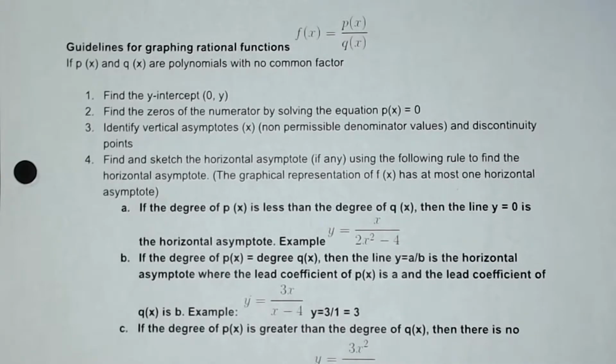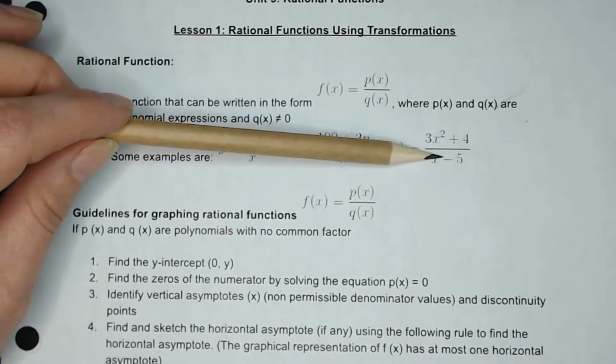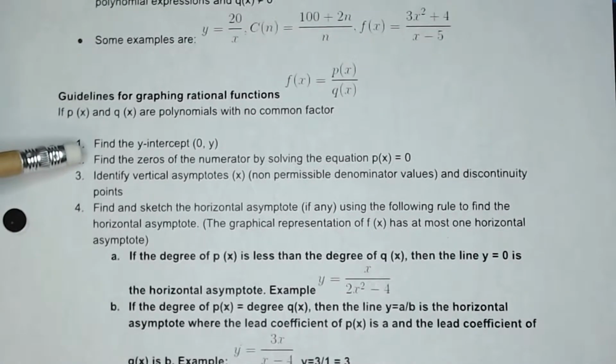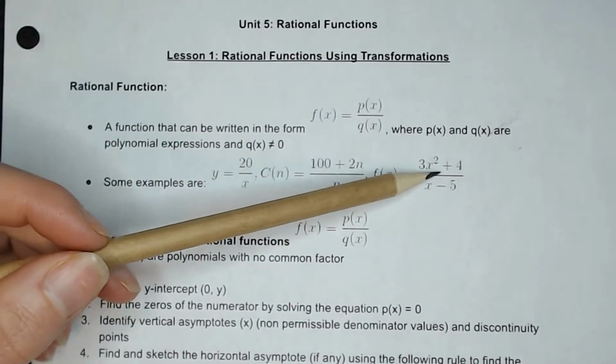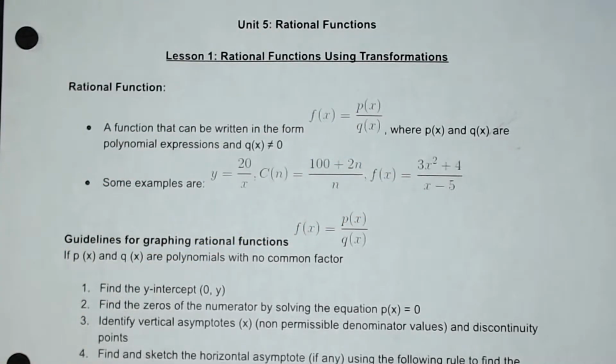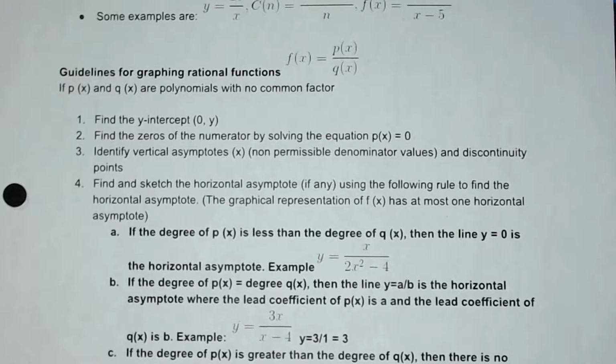First, find the y-intercept. That's where x equals 0. So if you were looking at these equations up here, you just plug 0 into wherever there's an x, and it will tell you where the y-intercept is. Find the zeros of the numerator by solving the equation p of x equals 0. So set y equal to 0. Sometimes it will be factored already, and you'll be able to see where exactly the intercept is without doing any math, but if you're not sure, then you can just set y equal to 0. Identify vertical asymptotes and discontinuity points. We'll get to the discontinuity points later in this unit, but the asymptotes is of course wherever it's undefined.